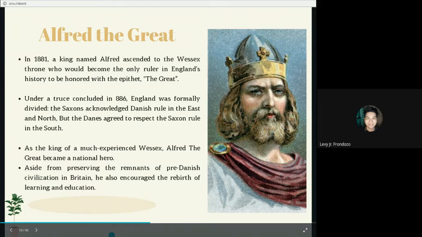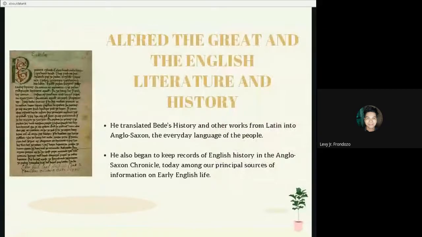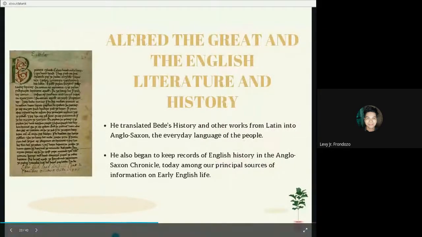So Alfred's achievements went far beyond the field of battle. However, not only was he instrumental in preserving the remnants of pre-Danish invasion culture in Britain, but he encouraged a rebirth of learning and education. So here's another contribution po ni Alfred the Great. Parang hindi lang po siya naging ruler in terms of war, in terms of physical force, but he also encouraged the rebirth of learning and education.